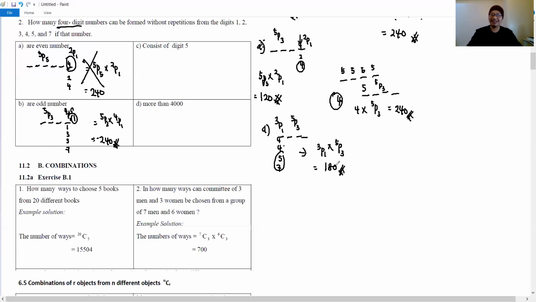Okay guys, so I believe this one is very easy, right? Okay, so settle about the permutation, or pilih atur in Bahasa Melayu.